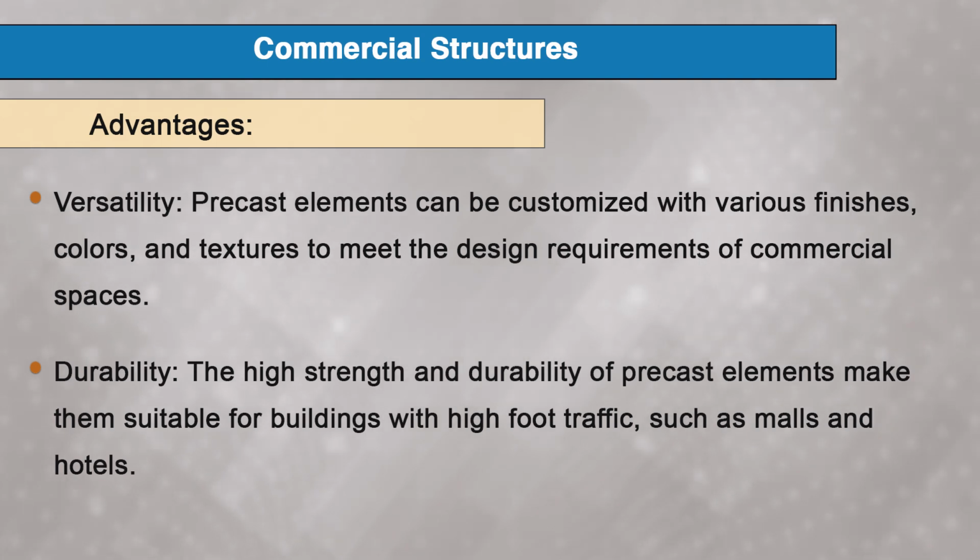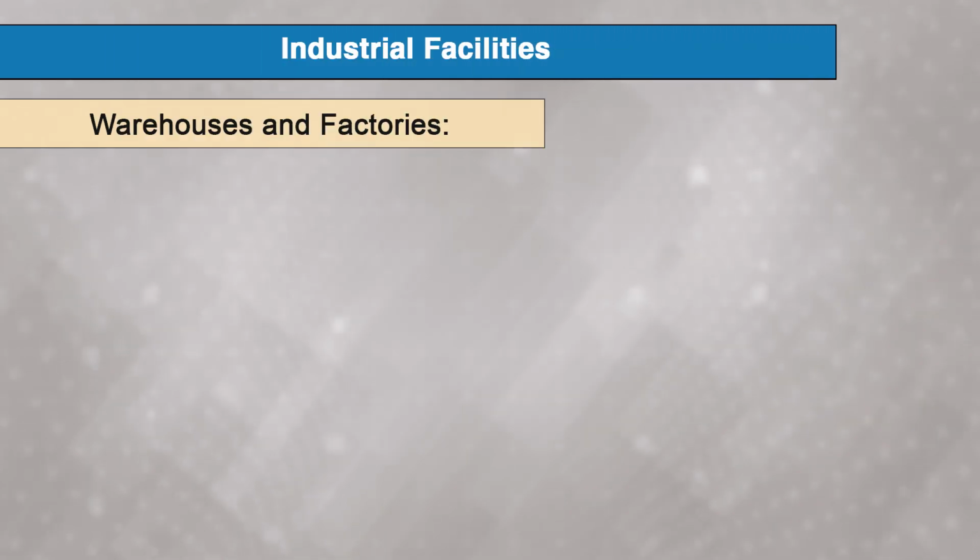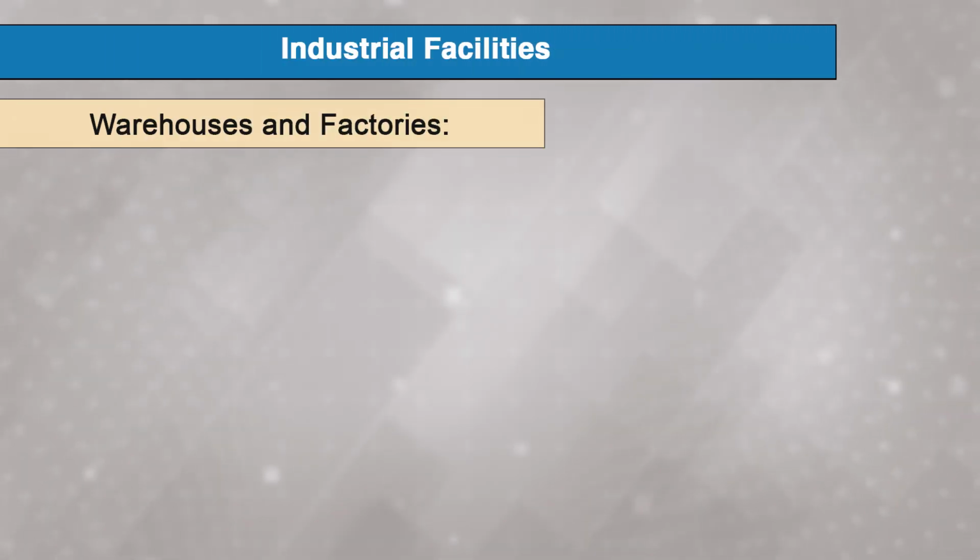malls and hotels. Moving on to an example, a shopping mall can use precast columns and beams to create large open spaces without the need for numerous interior supports, enhancing the shopping experience. Next is the industrial facilities, that is the warehouses and factories.